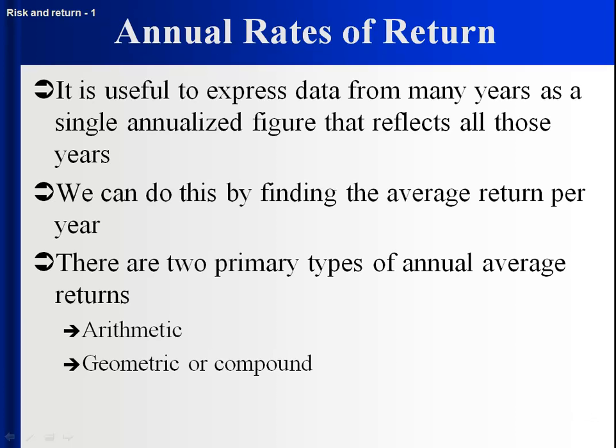If you've got data for many years, one of the most useful ways to express that information is with a single annualized figure. So you can say this is kind of the annual return and it reflects what's going on over the period. The way we can do that is finding the average, and there's two primary ways of finding the average: arithmetic and then geometric or compound.